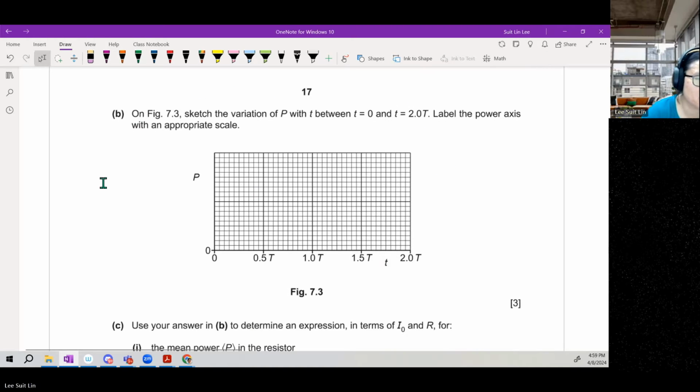Okay, B, sketch the variation of P between 0 and 2t. Label the power axis with an appropriate scale. There's no unit, but I need to plot I0 square R, 2 I0 square R, and I think I will just draw everything like if I were a student. 2 I0 square R, 3 I0 square R, 4 I0 square R. So it was I0 square R first, followed by 4.